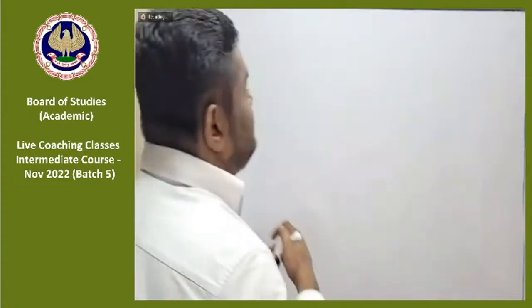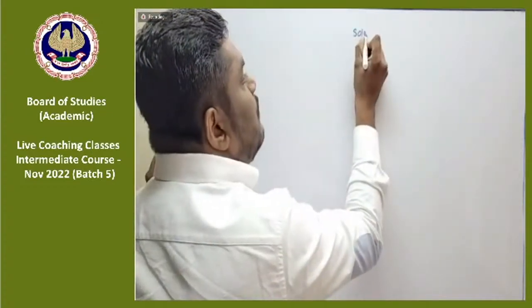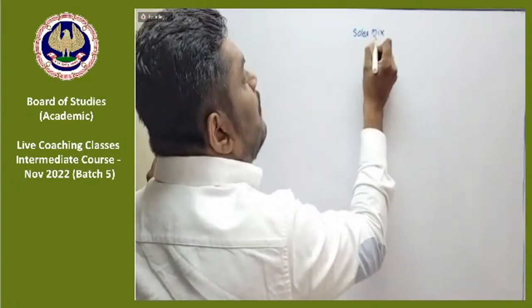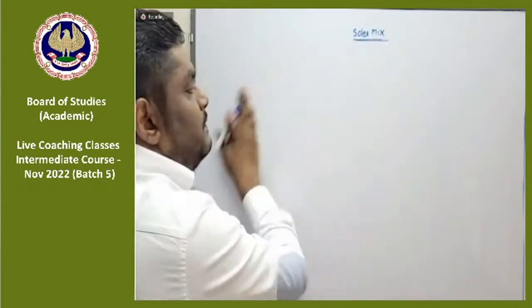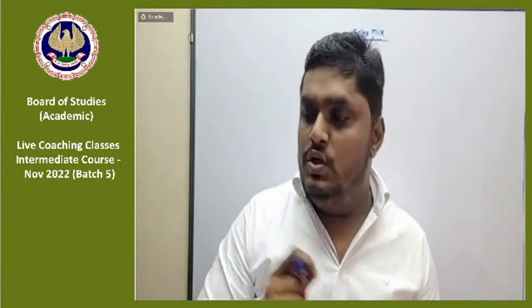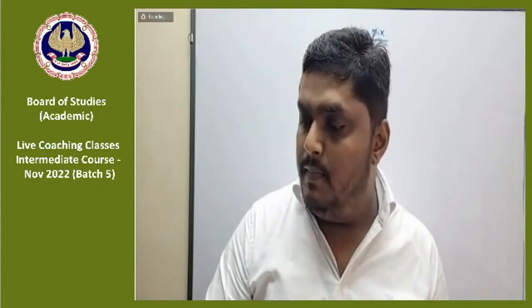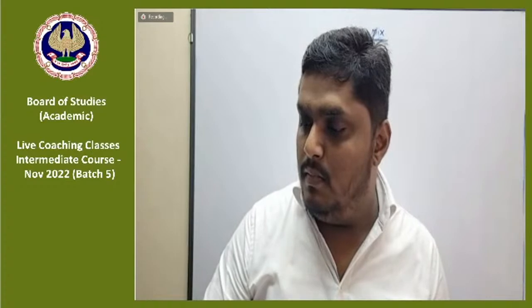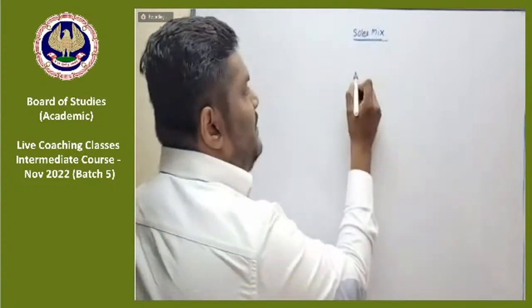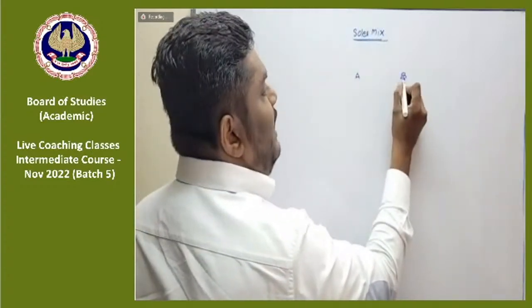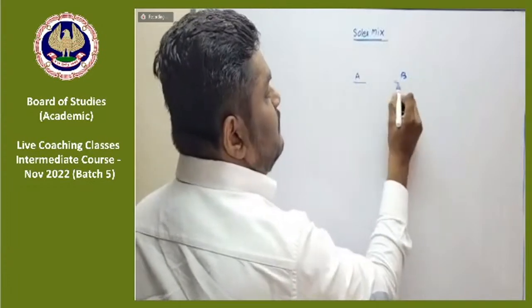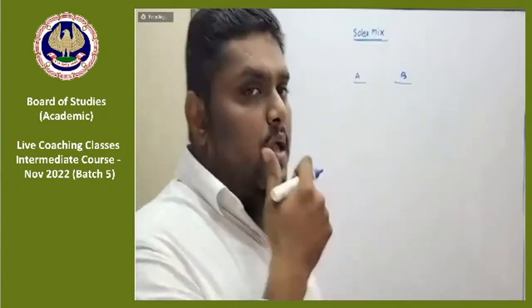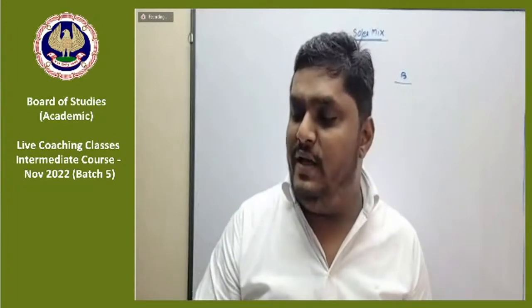So now, let's say the company manufactured two products A and B.